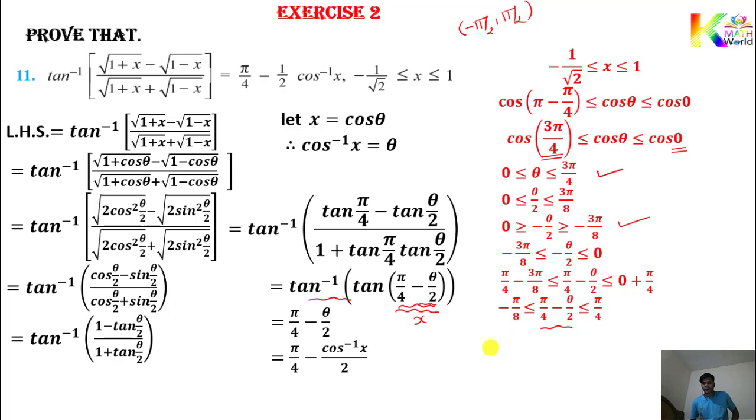Now minus pi by 8 means minus 22 and a half, we can say 22.5. Half of pi by 4, and half of 45 is 22.5, and this is 45 degrees. It means this one lies between minus 22.5 and 45 degrees. So obviously that lies in this interval. That's why we can put the answer x, which means pi by 4 minus theta by 2.